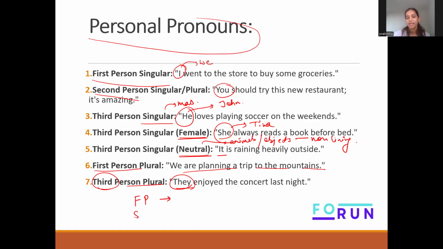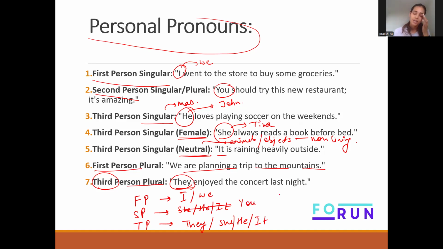So first person, second person, third person. I, we. Second person would be, oh, sorry, I'm so sorry. I think I made a mistake. Third person is they, and they is for plural, and then she and he and it will come here. And second person is you. I'm so sorry about that. But all in all, this is like a small table that you can make in your notebook. It's easier to remember.